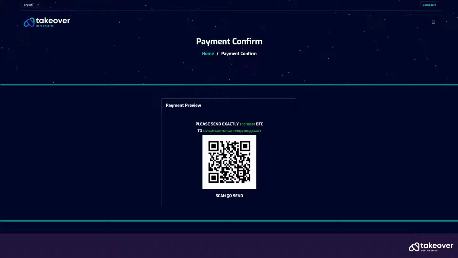The deposit we have made for the example is 1 Bitcoin. As you can see, the system indicates that you send an amount greater than 1 Bitcoin. Those are the fees that the Bitcoin network charges for the transaction. The amount of Bitcoin network fees is variable depending on when the transaction is made and does not depend on Takeover.